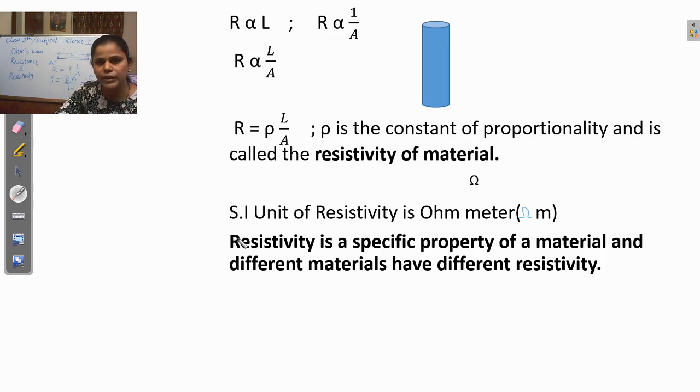So now the definition of resistivity. What is the definition of resistivity? Resistivity is a specific property of the material by which this conductor is manufactured. Understand? So resistivity is a specific property of material, and different materials have different resistivity.